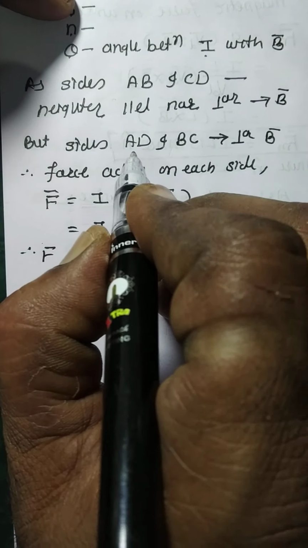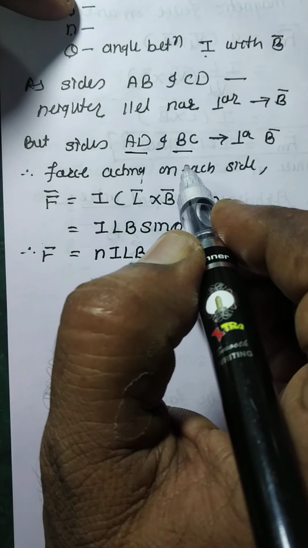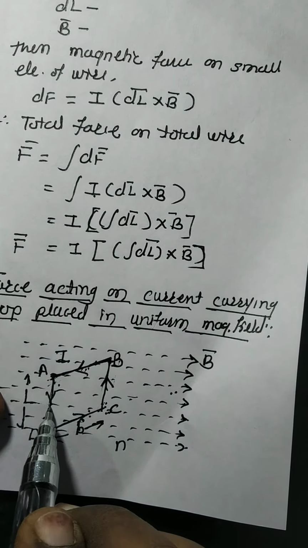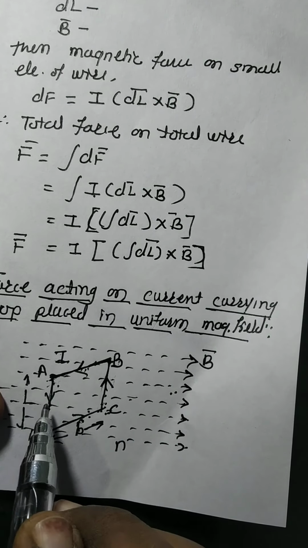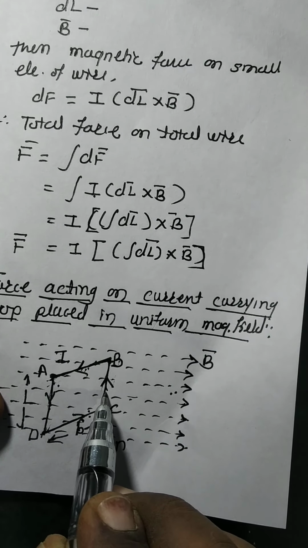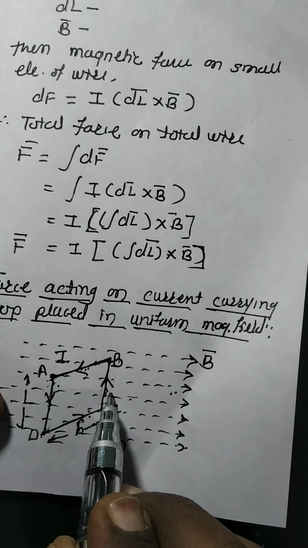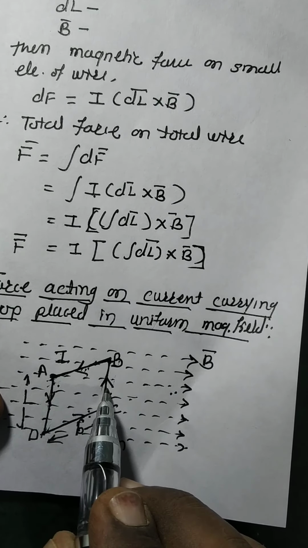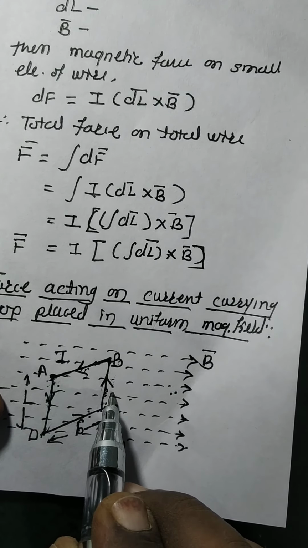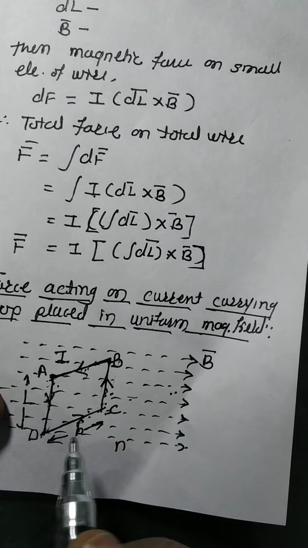Thus two equal in magnitude and opposite forces. यावरती जेवढा फोर्स निर्माण होतो तेवढाच फोर्स इथे निर्माण होतो. But as direction of currents are opposite, direction of force are also opposite. Forces equal आहेत, but directions opposite आहेत, which produces torque.